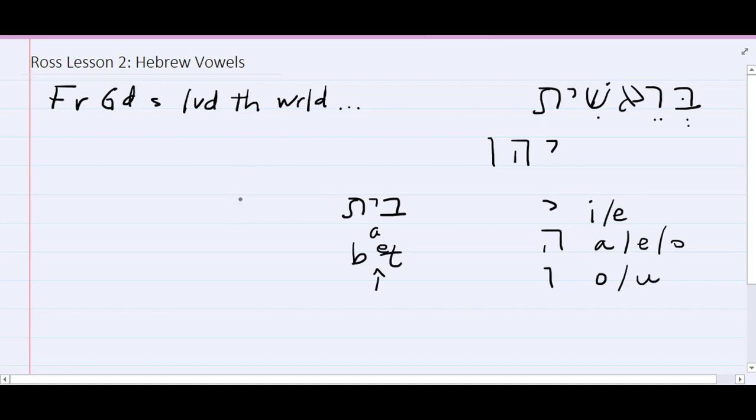Let me give you another example. Let's take the sequence of Hebrew consonants ayin, lamed.